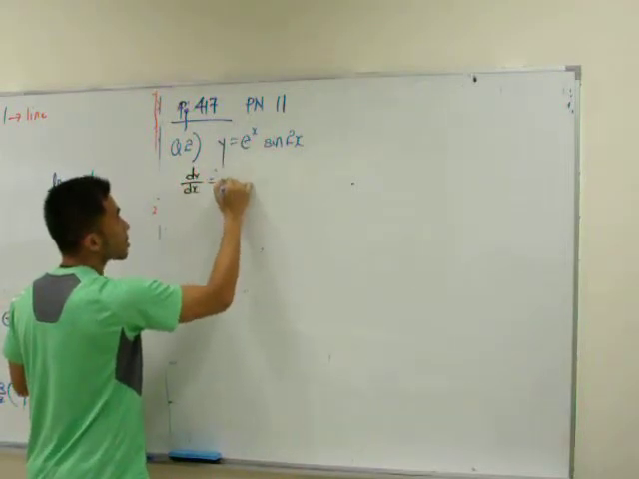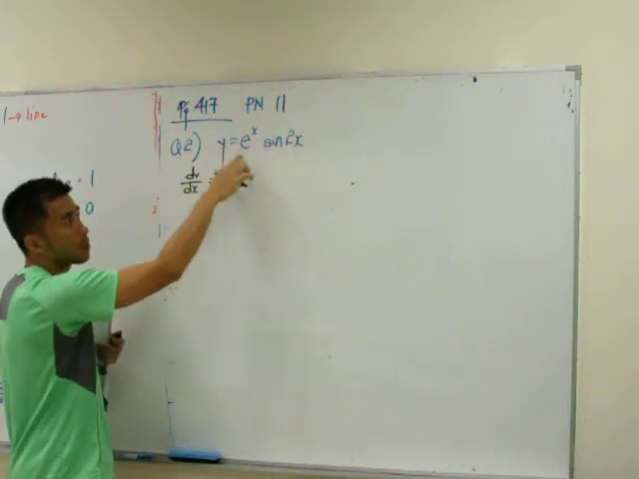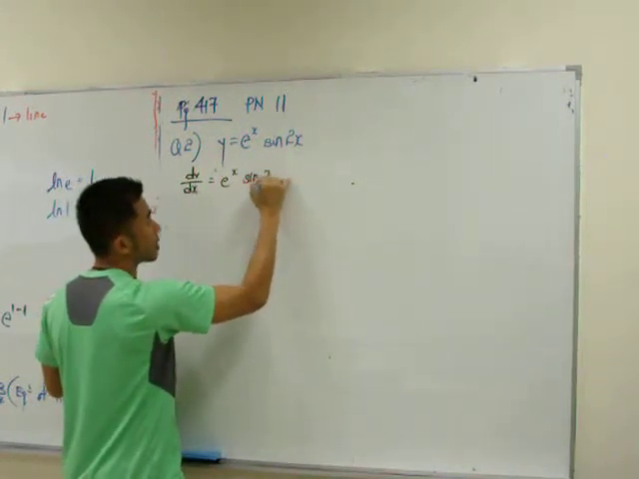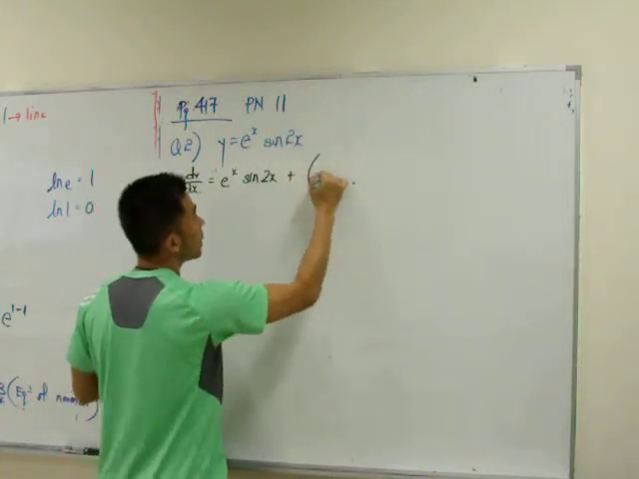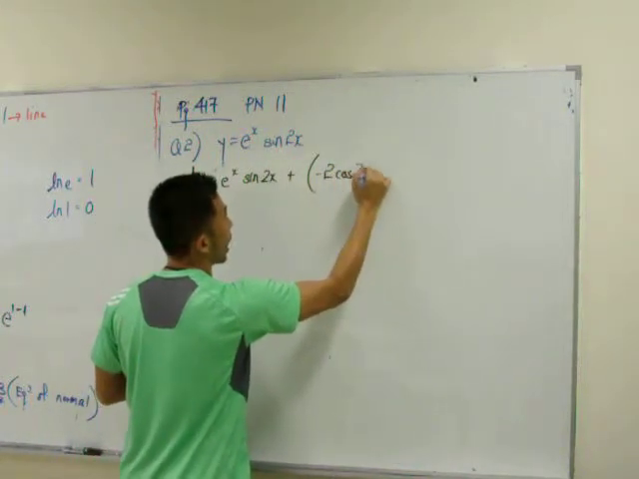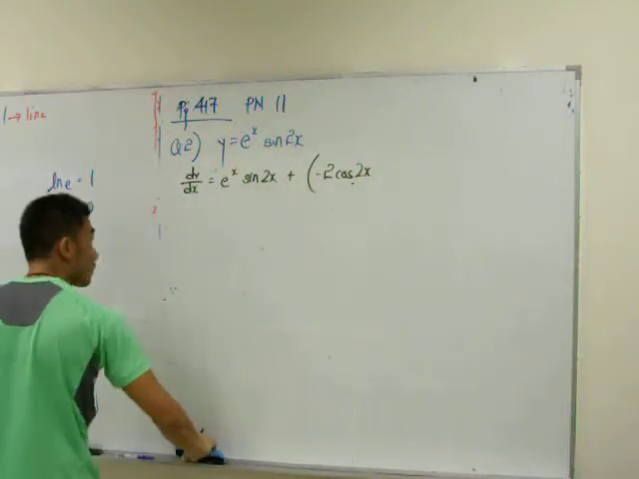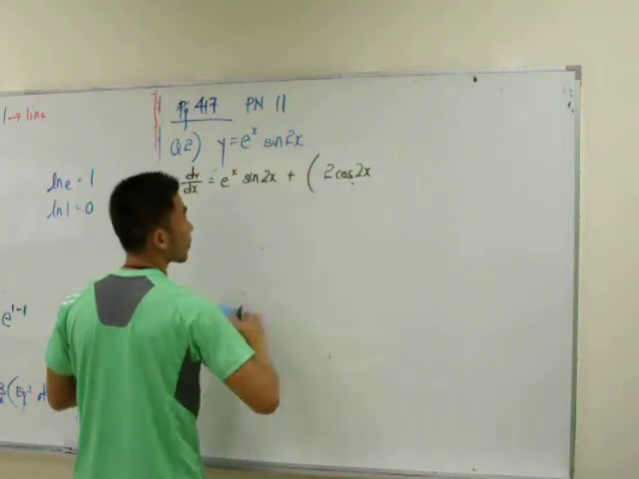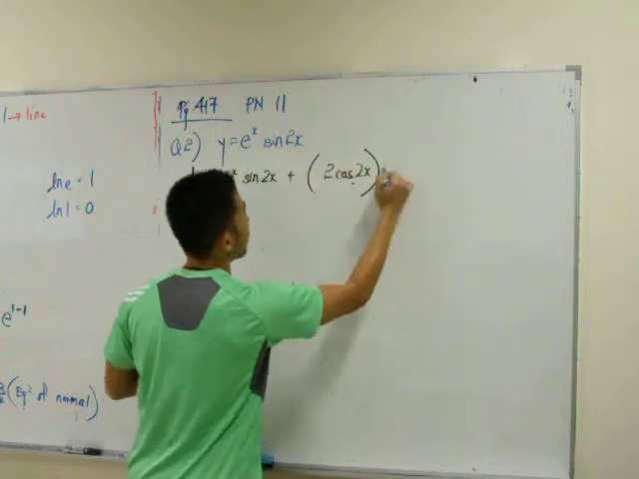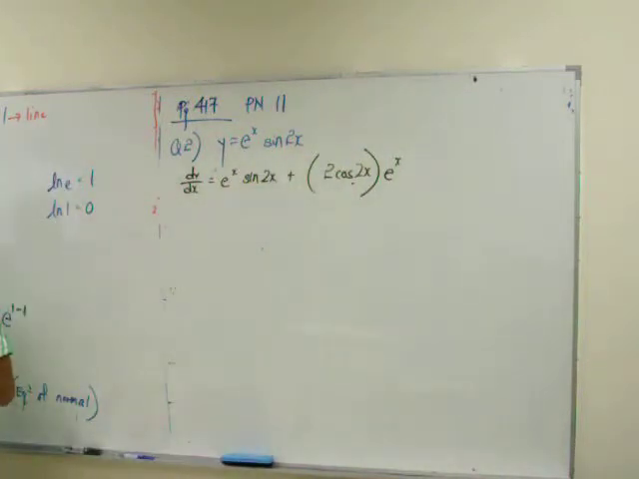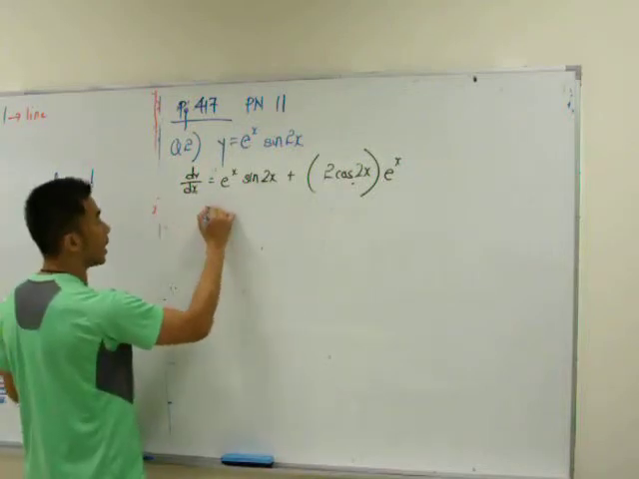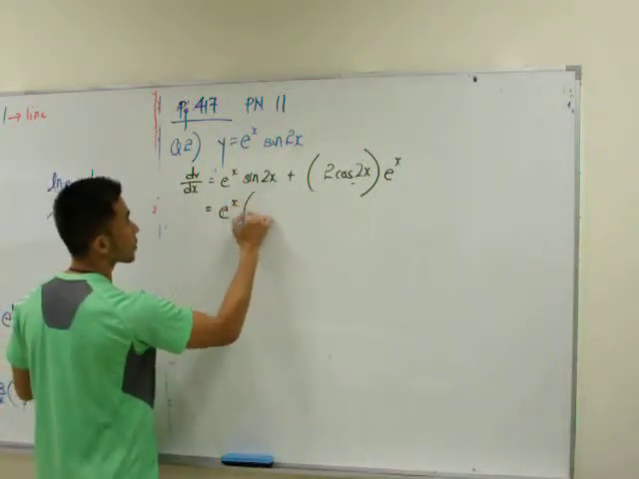Differentiate the first, you get back the original exponential term. Keep the second. Plus, differentiate the second, negative cosine 2x, positive. Keep the first. Are there any common terms? e to the power of 2x, e to the power of x.